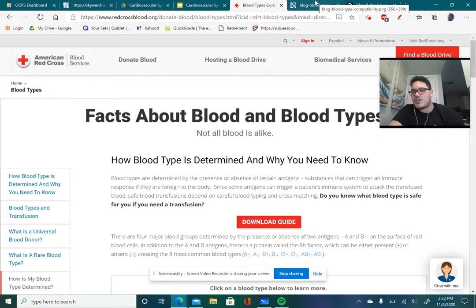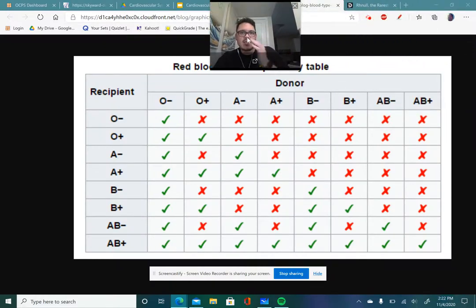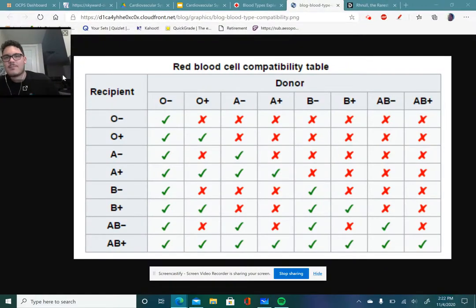Okay, last thing I want to share with you guys in this particular video, because this one's definitely on the longer side, is this chart. So here we see the blood cell compatibility. Basically what this shows us is on this row, these are the donors, so these are people donating blood. And then on this column, we have the recipients, people receiving blood.